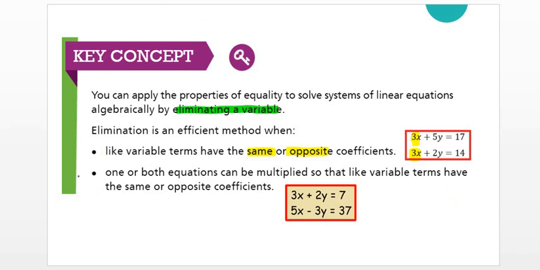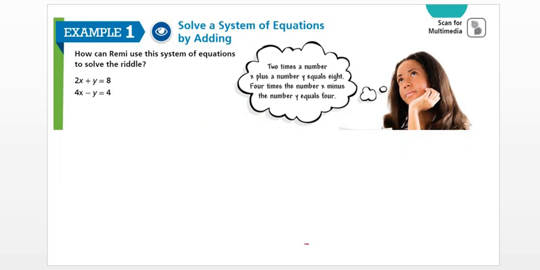If you look at the next key concept, it says one or both equations can be multiplied so that the like variable terms have the same or opposite coefficient. Now what is the difference between this pair of equations and this pair of equations? Here in this pair I have a variable with the same coefficients, but in this pair when I compare the coefficients of x, they are different. When I compare the coefficients of y, they are different. That means here I have to go for an extra step. So right now in this video I'm going to work only on this first type.